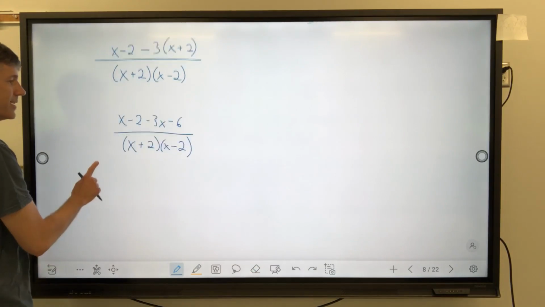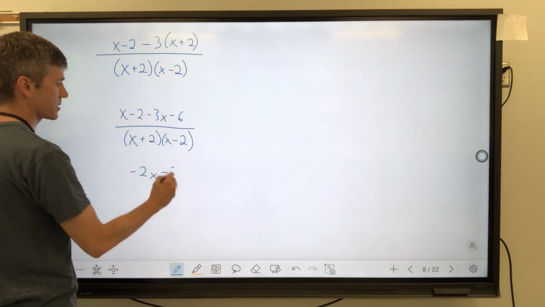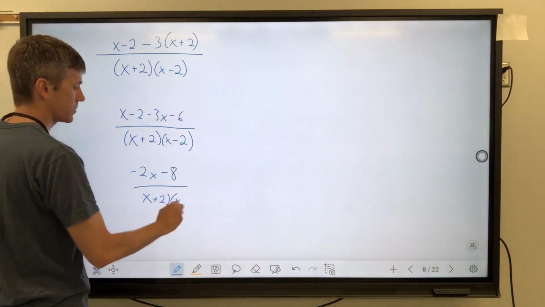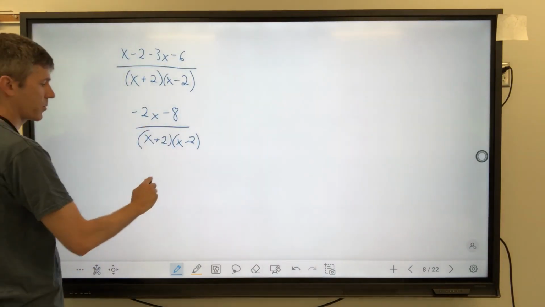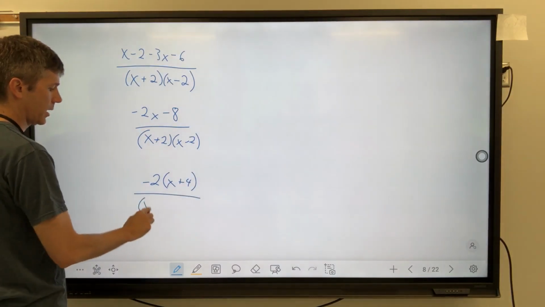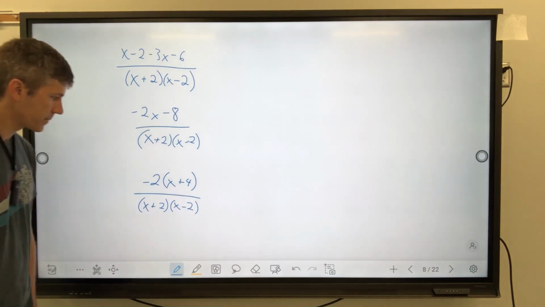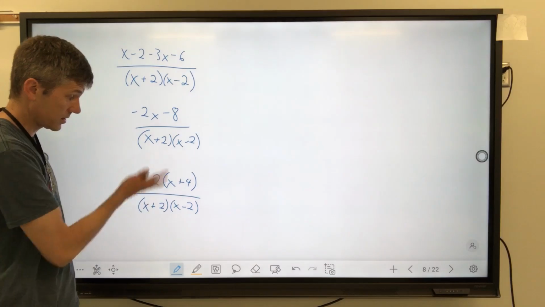I digress. X minus 3x, negative 2x, negative 2 minus 6, negative 8, x plus 2, x minus 2, and then we'll move on. GCF in the numerator is 2, technically negative 2, just makes it easier to look at. And there's that. Can I cancel anything? You might be tempted to, but no, you can't, and that's all you can do with that one.